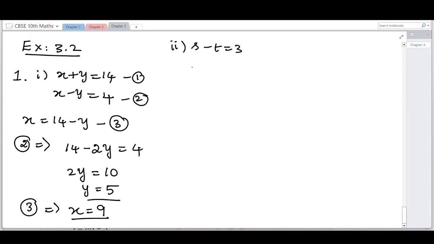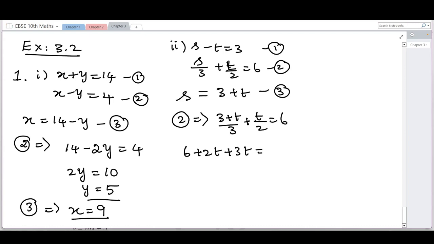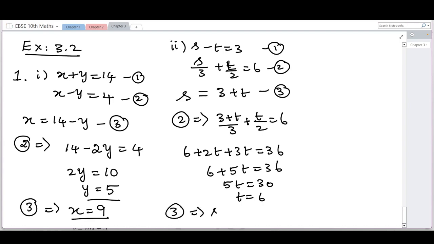Then the second one: s minus t equal to 3, s by 3 plus t by 2 equal to 6. The simplest one is the first one. Let me rewrite this as s equal to 3 plus t, and name it 3. If you substitute in the second equation, you will get (3 plus t) by 3 plus t by 2 equal to 6. To simplify this, let me take the LCM. You will get 6 plus 2t plus 3t equal to 36, since 6 sixes are 36. So 6 plus 5t equal to 36, so 5t equal to 30, t equal to 6. If you substitute this t value in the third equation, you will get s equal to 6 plus 3, that is 9. Fine. So we have determined the value of s to be 9 and t to be 6.